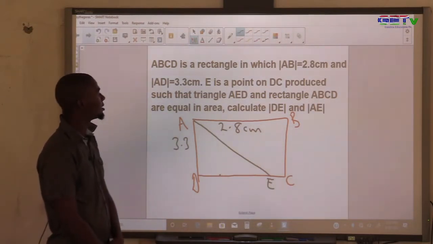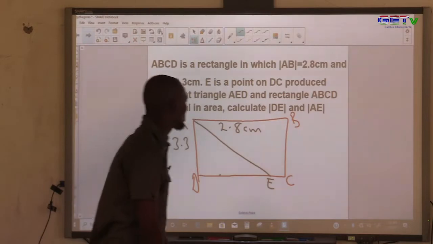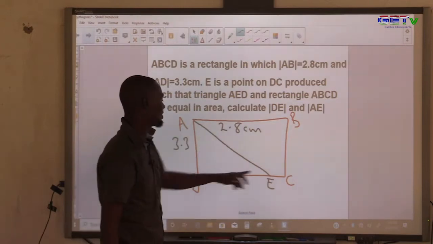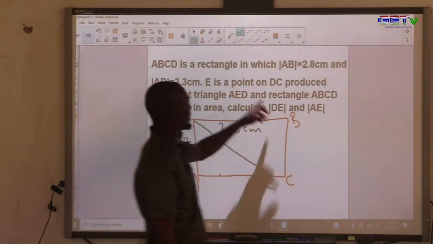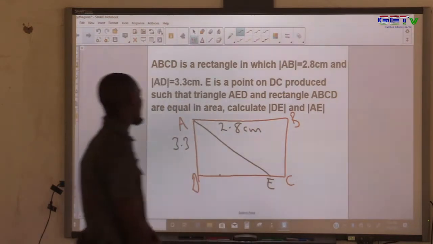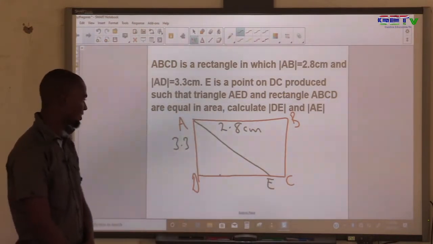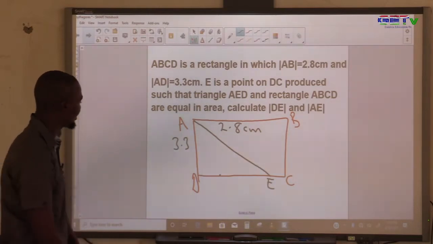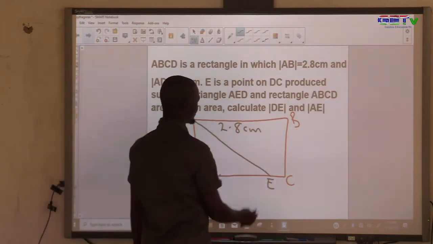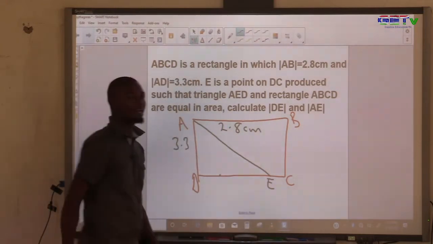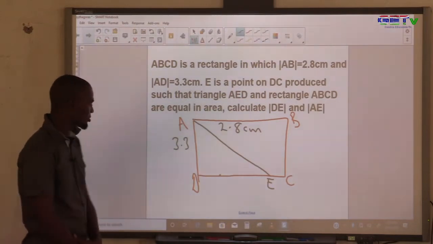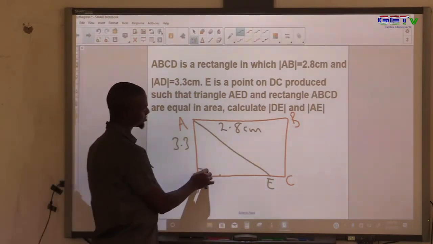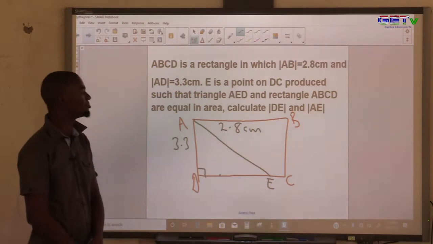What else? They tell you that triangle AED and rectangle ABCD are equal in area. Calculate DE and AE. How do we get this? First, DE, we have this as 90 degrees. It's a right angle triangle.